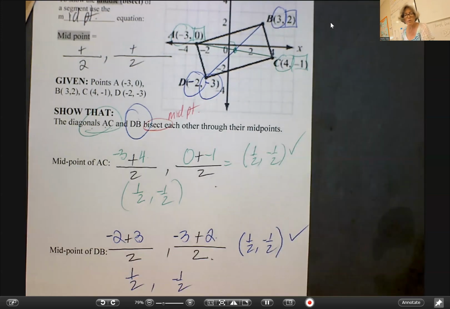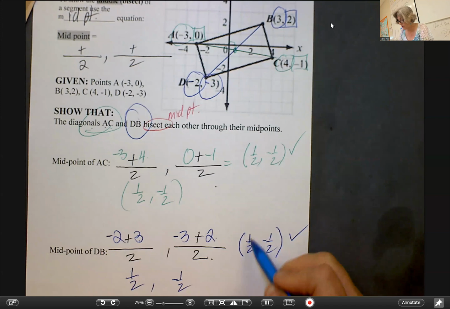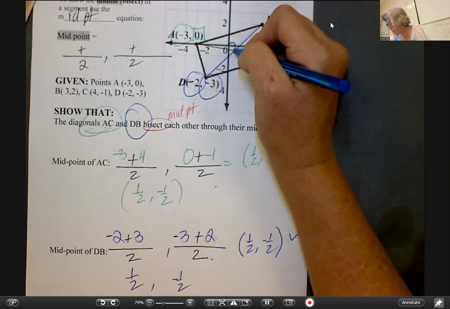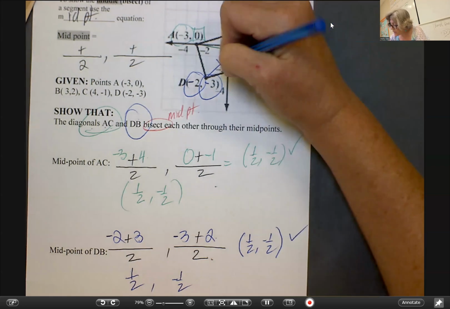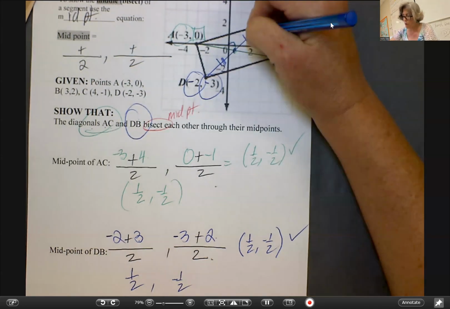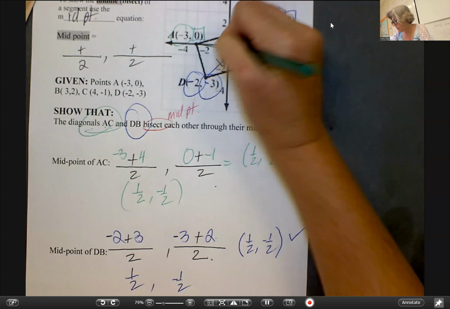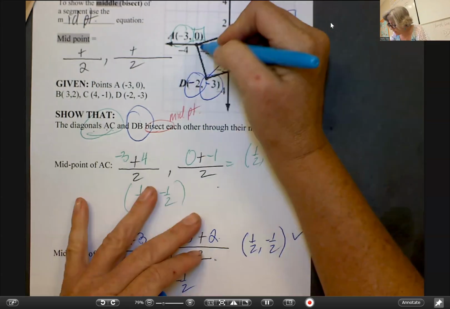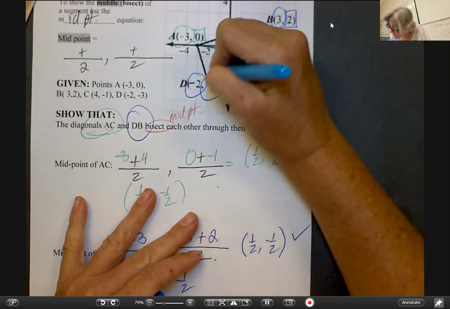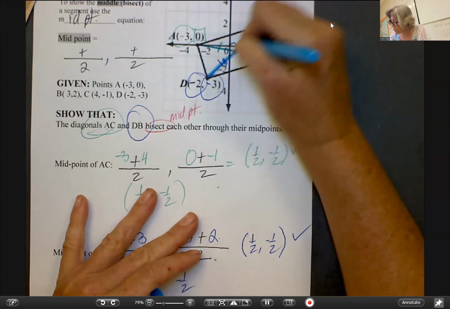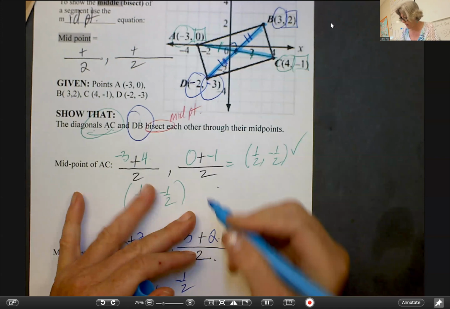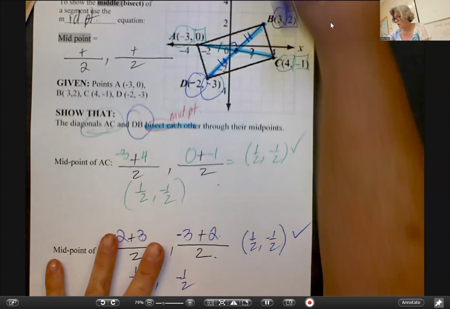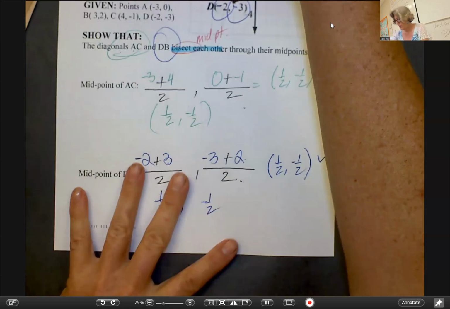You do your math and you end up with +1/2 and -1/2. Once again, +1/2, -1/2. So that means that we have the same midpoint going both directions, which implies that this diagonal cuts this diagonal in half and this diagonal cuts this in half. In other words, they bisect each other. Math, meaning, punchline. Here's the math.